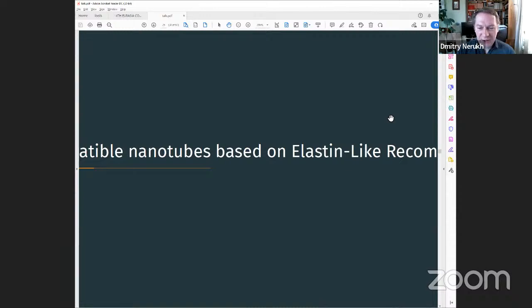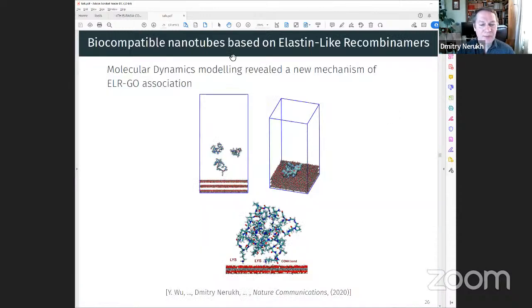And what we have done is we have simulated the interaction between these peptides and the graphene oxide, and we have found that the interaction happens through the formation of a few hydrogen bonds, and that was actually in contrast to what the experimentalists assumed. They thought that the interaction is hydrophobic, which is not the case. And that helped us to explain, to rationalize the formation of this material, because there is a subtle balance between the strength of the interaction and the agility of these peptides.